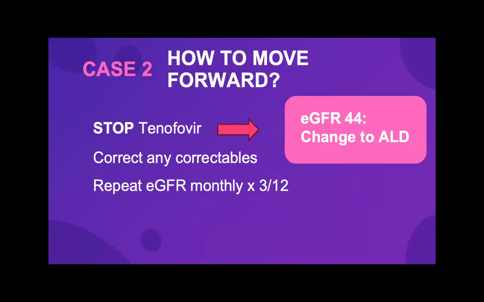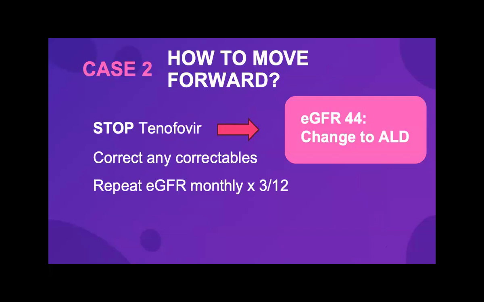So how do we move forward in this case? Firstly, we need to stop the tenofovir. Regardless of whether at this point we're sure or not about the diagnosis, the EGFR has dropped below 50, and so tenofovir must be changed to avoid worsening of the renal function. In this patient, her EGFR was 44, so if we think back to our dosing chart, we will change her to ALD, the fixed dose combination.